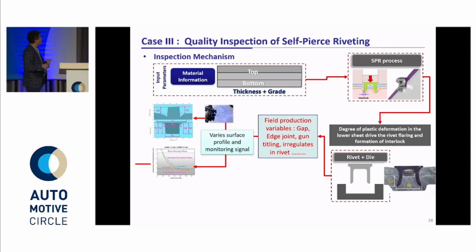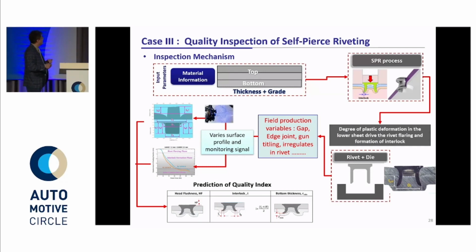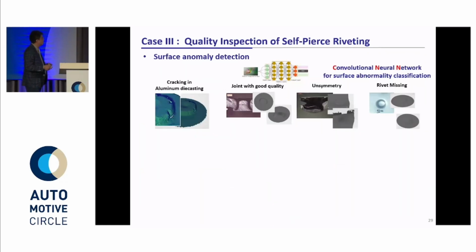We can also vary the surface profile and monitoring signal by applying this surface profile, and we developed some machine learning technology, also some equation development. We were able to estimate some of the head flushness and also the interlock here.